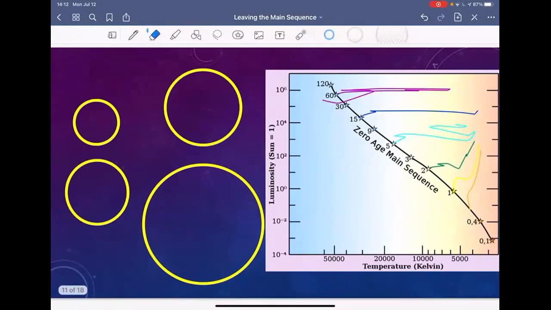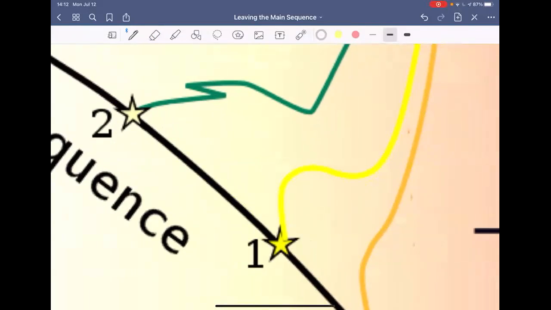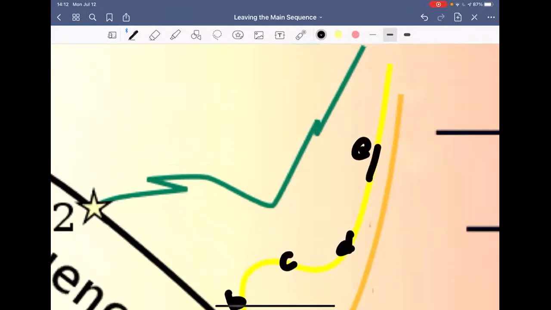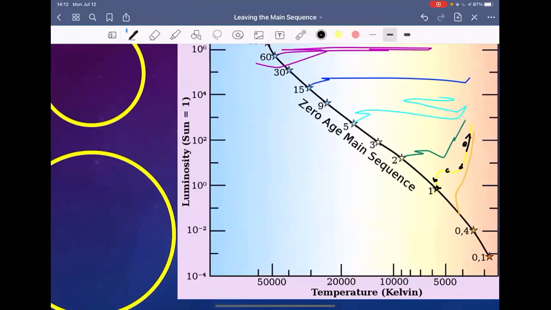Let's see what else. Okay. So basically, from here, if you see that path from before, right? This is the same path that we had from before. This is our main sequence. This is our A, our B, our C, D, and our E. It's the same HR diagram that we just saw.